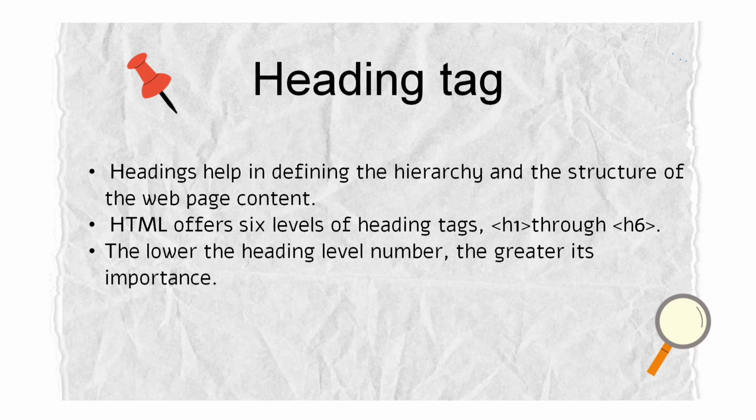When we write the main title of the document, we write it inside H1. After the main title, if there are any more subtitles, then we give them H2. After that, if there are even more subtitles, then we give them H3 and so on. There are 6 levels. H1 is the largest one and H6 is the smallest one.